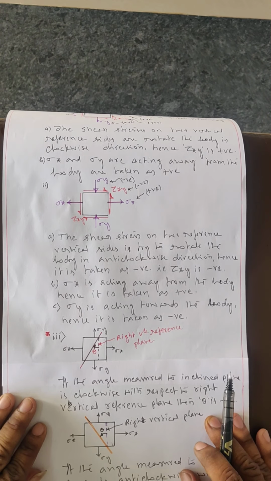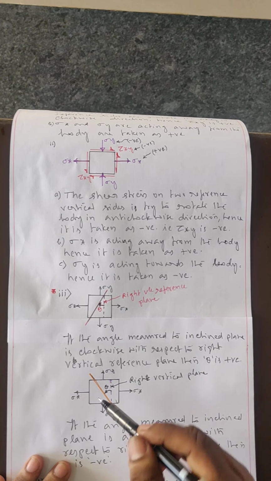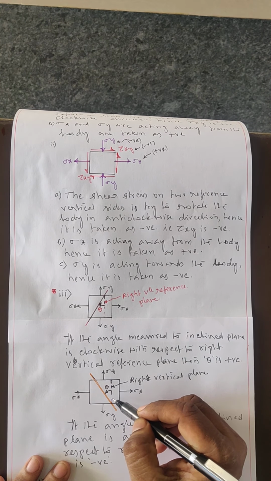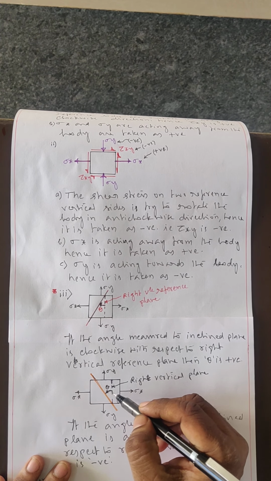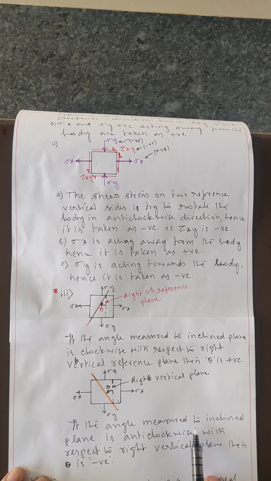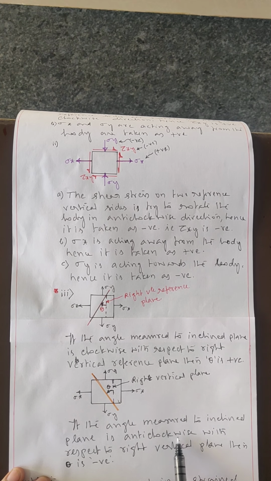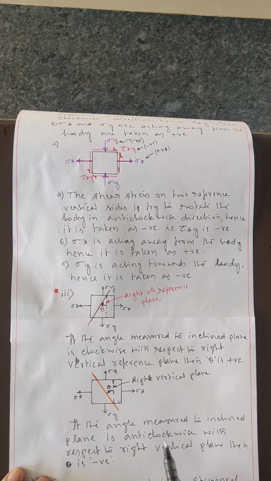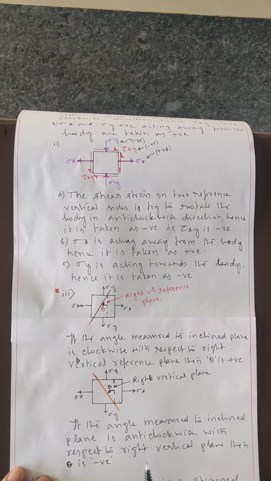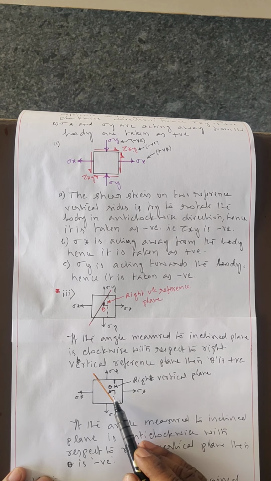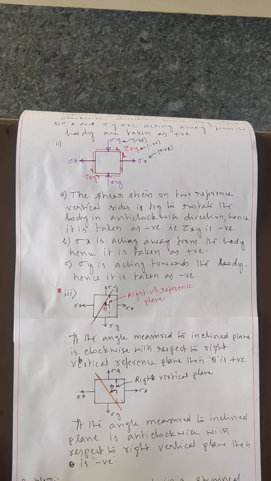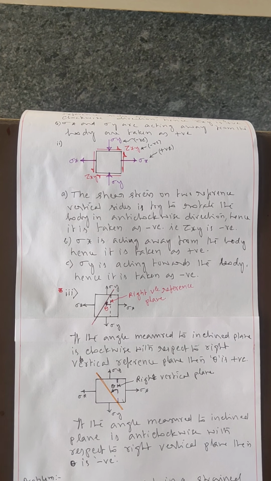Next, you see, now the plane is like this. This is the right vertical plane. From the right vertical plane, I am measuring the angle in anti-clockwise direction. If the angle measured to the inclined plane is anti-clockwise with respect to the right vertical plane, then it is taken as negative. Anti-clockwise is negative, clockwise is positive. These are some sign conventions we have to remember.